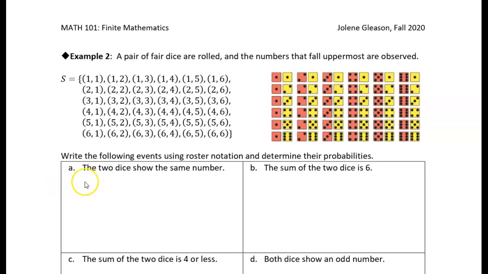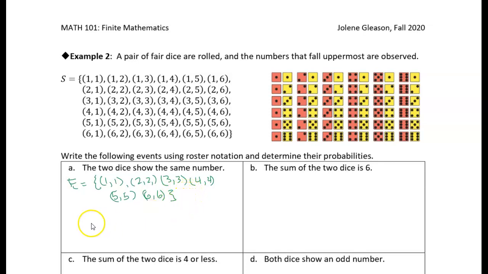Okay, so the first event we're interested in looking at is the event that the two dice show the same number. Let's write what that event would be. We get a 1 and a 1, or a 2 and a 2, or a 3 and a 3, or a 4 and a 4, or a 5 and a 5, or a 6 and a 6. Those are all the possible outcomes that would meet that criteria, because they have the same number.